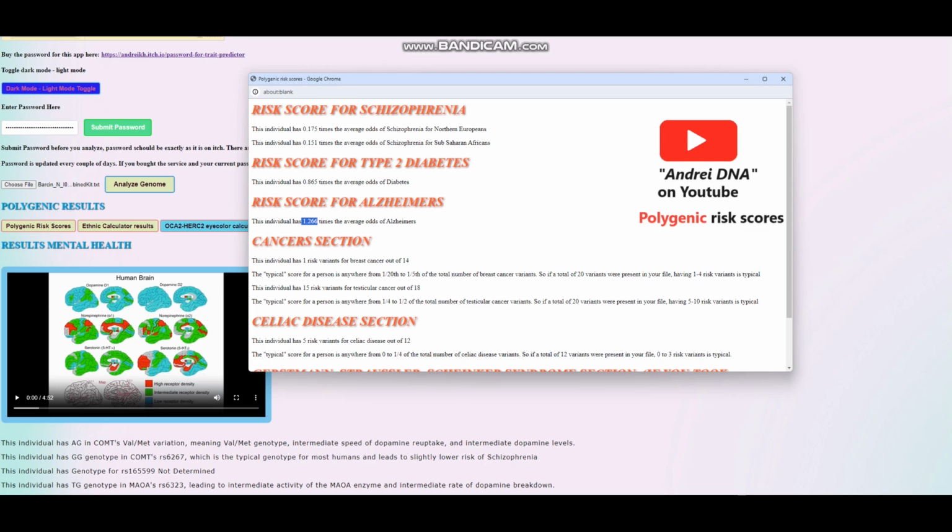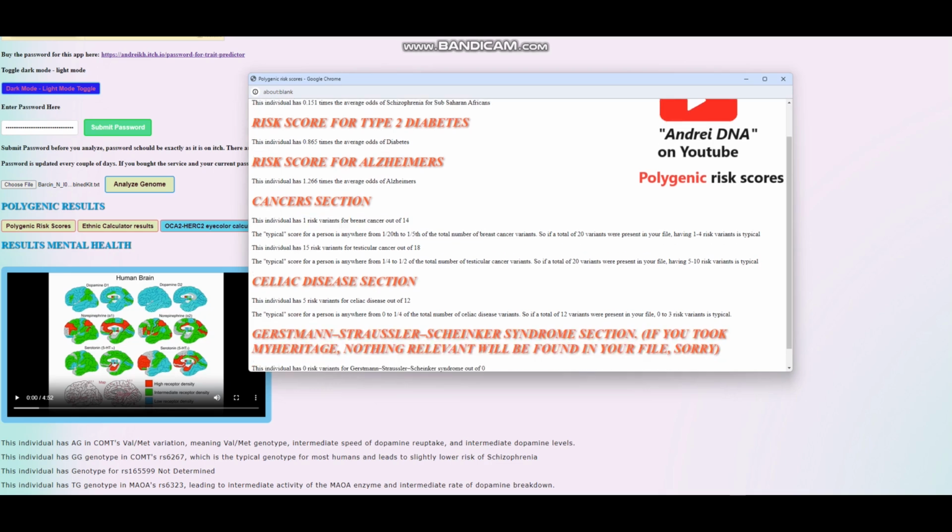What about the cancer section? For the cancer section, she's got one risk variant for breast cancer out of 14, kind of a typical score, but 15 risk variants for testicular cancer out of 18. That's definitely an atypical score. You're not supposed to get 15 out of 18 risk variants for testicular cancer. That's definitely very strange. Very extreme result.